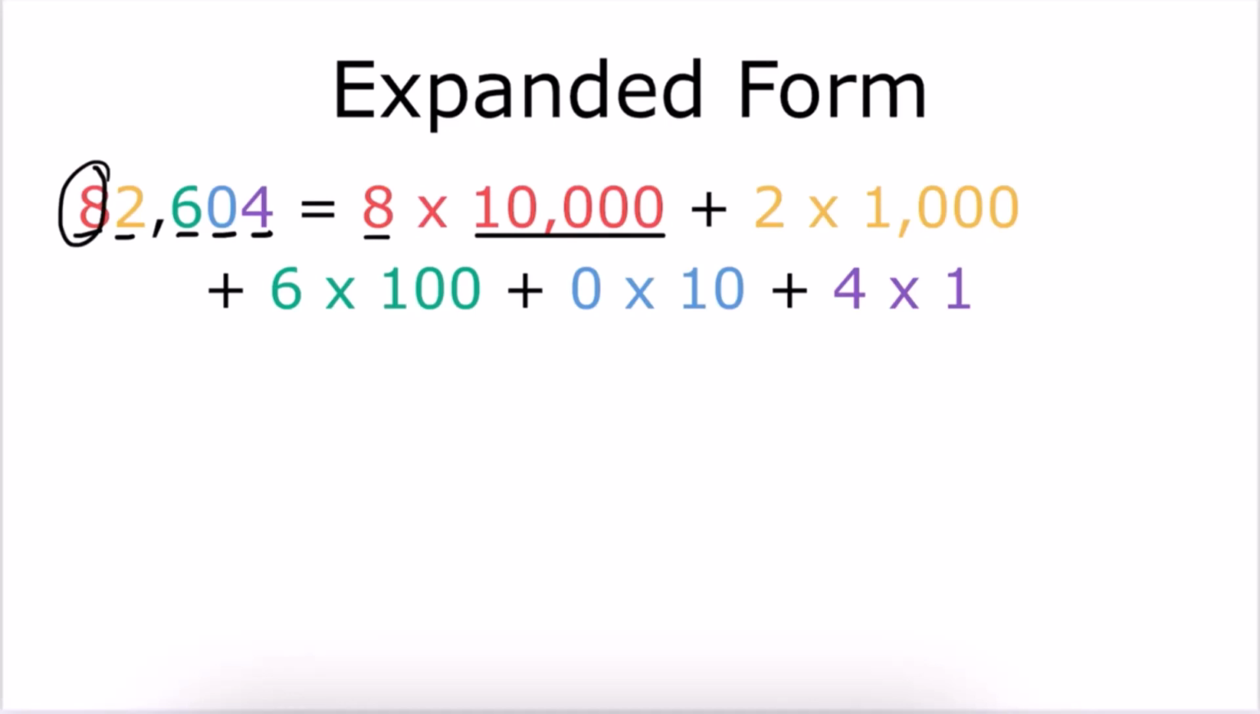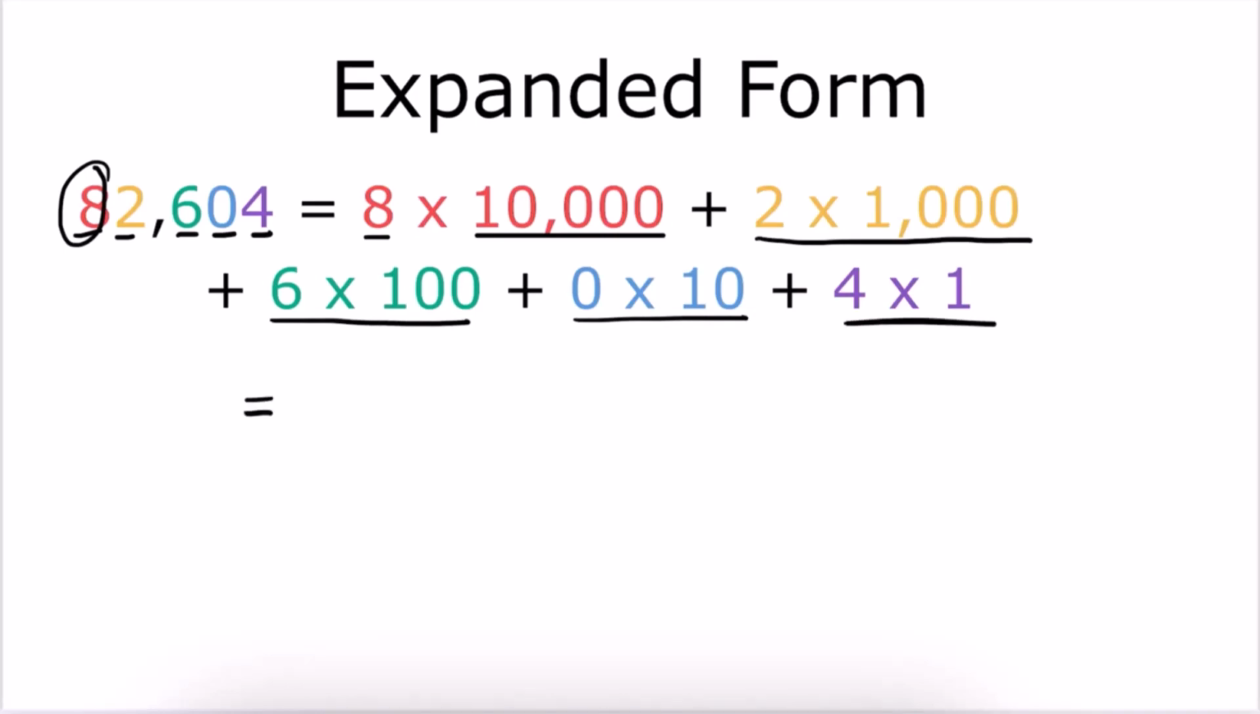Then the 2 in the 1,000 spot is written as 2 times 1,000. The 6 in the 100 spot is written as 6 times 100. The 0 in the 10 spot is 0 times 10. And the 4 in the 1 spot is written just as 4.